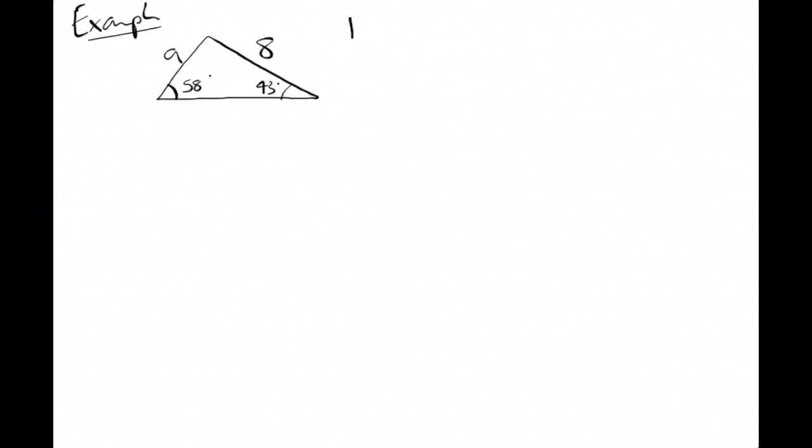We'll have a look at an example of the sine rule. Say I've got a triangle with side a, side 8, an angle of 58 and an angle of 43, and I want to find a. Because I'm finding the side, I'm going to put the side on the top. I'm going to go for a over sine 43 equals 8 over sine 58. Here it's nice and easy that I'm using the sine rule because I've got the angles and the opposite sides.